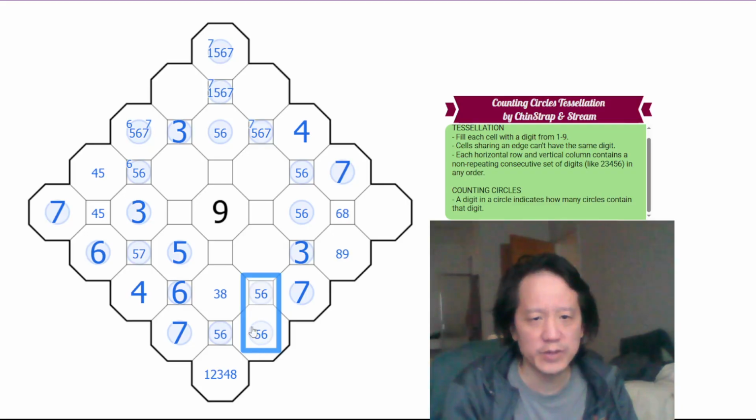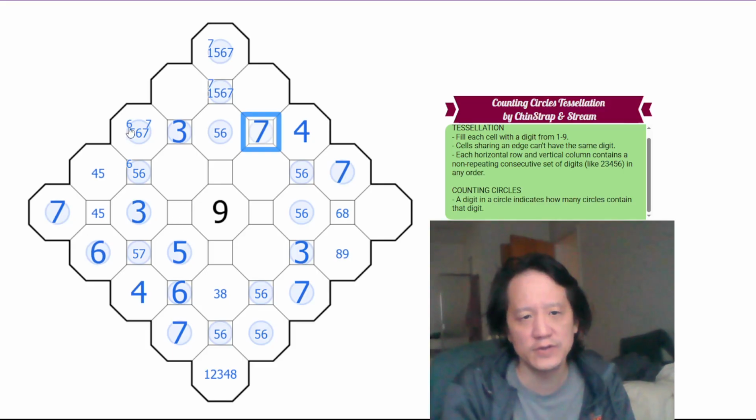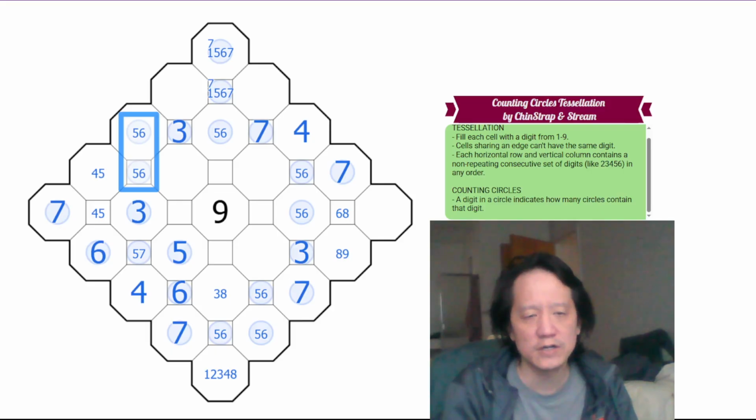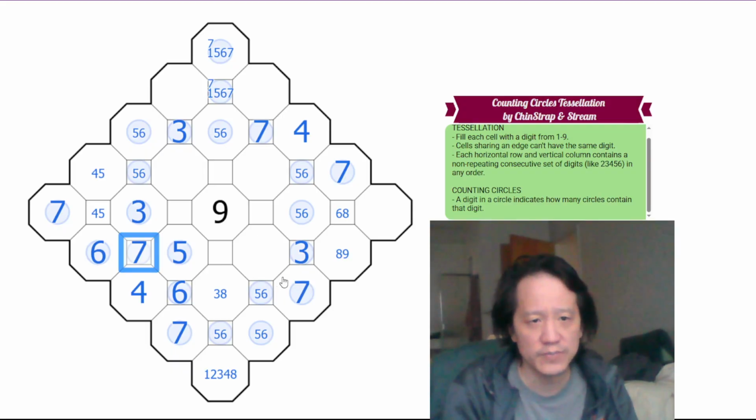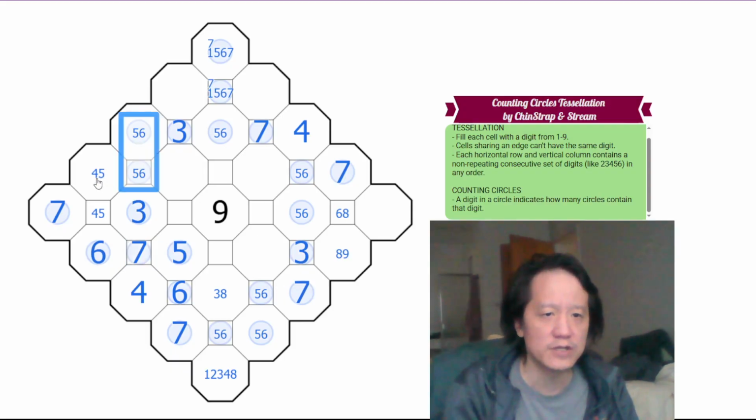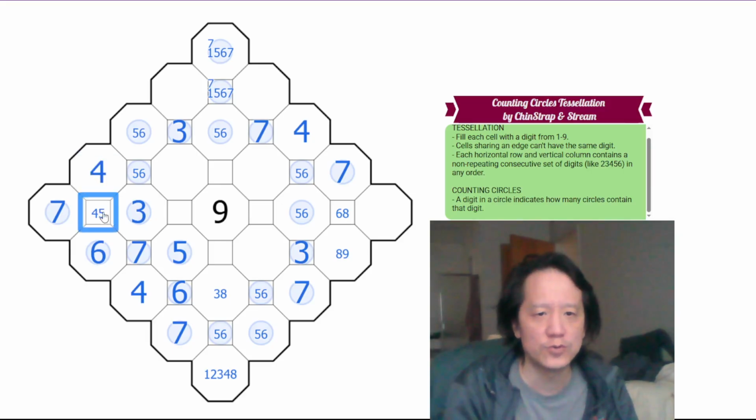This is a 5, 6 pair here in column 6, which eliminates 5 and 6 in the rest of the column, so this is 7, which means this can't be 7. So we have a 5, 6 pair in column 3, which eliminates 5 and 6 in the rest of the column, so this is 7. This 5, 6 pair eliminates 5 from that cell, so this is 4, that's 5.